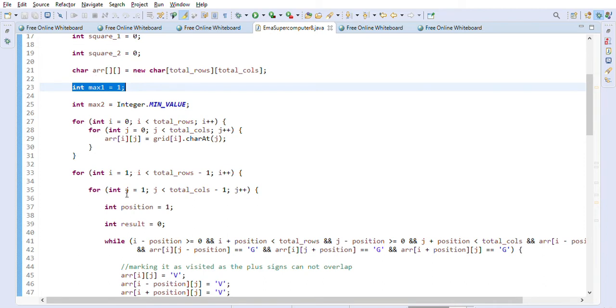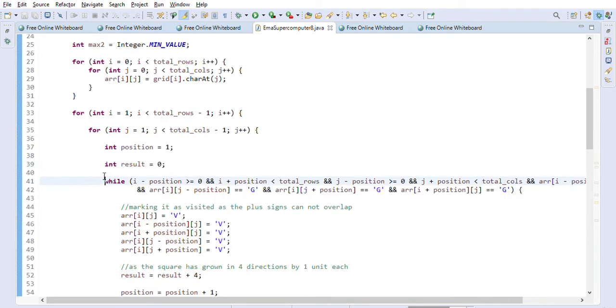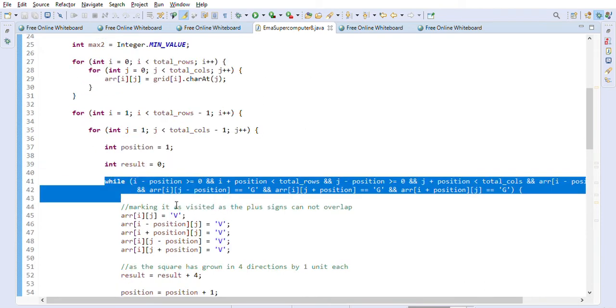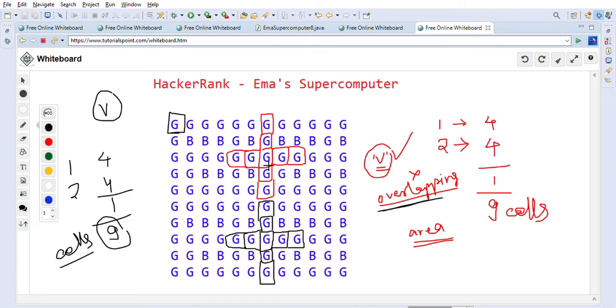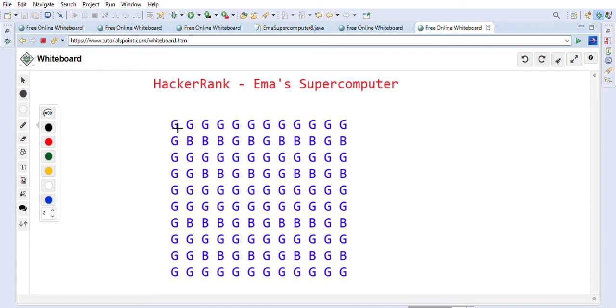Okay, so now our position is 1, result is 0. Here in this while loop we are checking if expansion is possible at that cell. What I mean to say is, I'll remove this color so I can reuse this space. Let's say we go in this cell. We will check if this is a valid cell and expansion is possible. This is not a valid cell, because this is a bad cell. So let's say we go here, and we want to check if this is a good cell, so we want to check if expansion is possible. So how will we check?